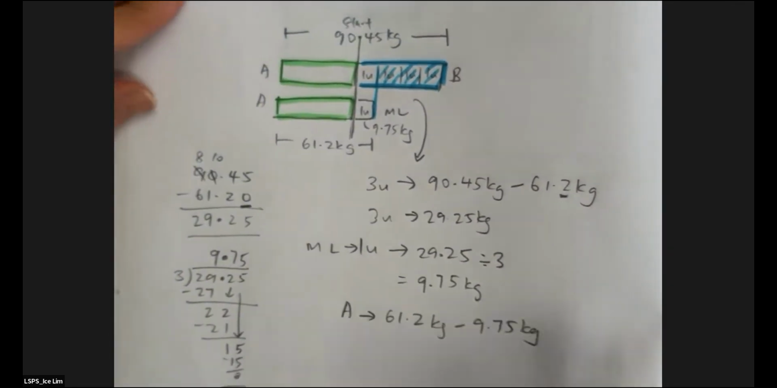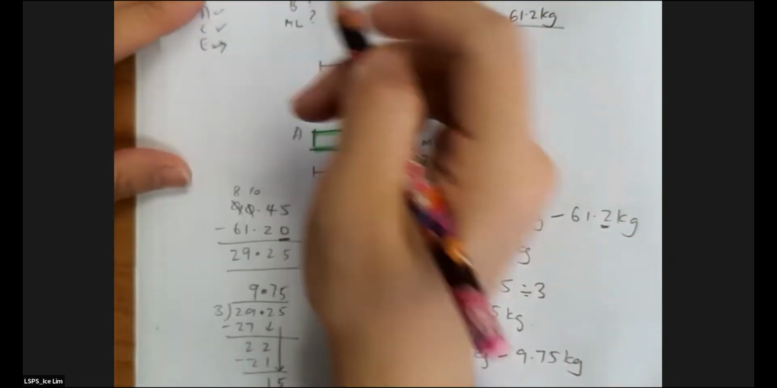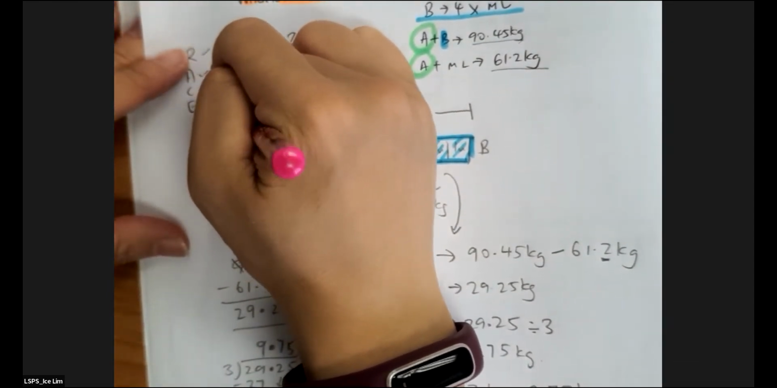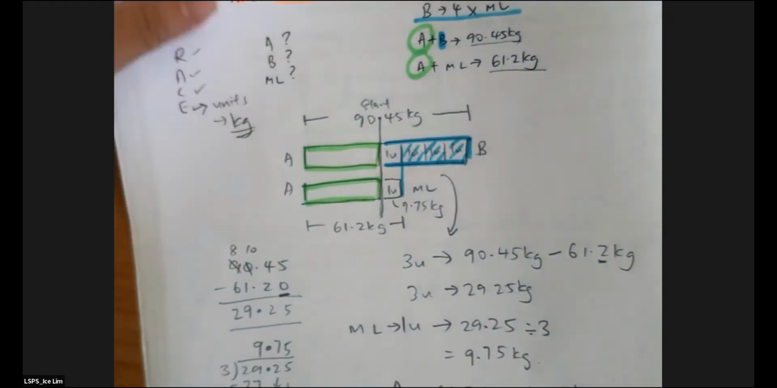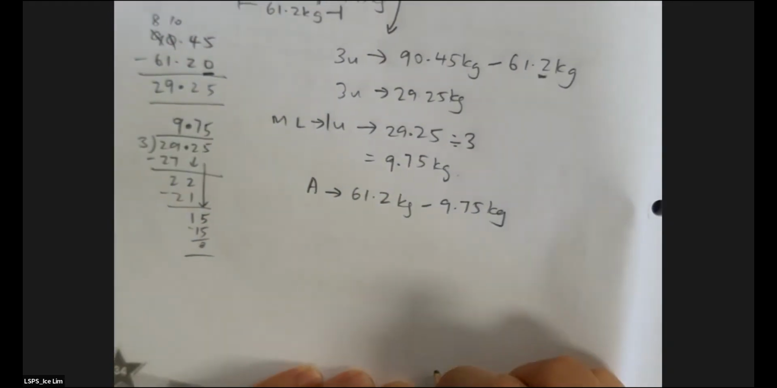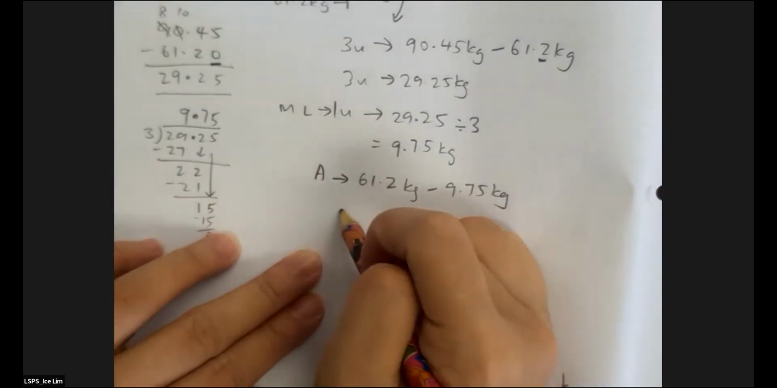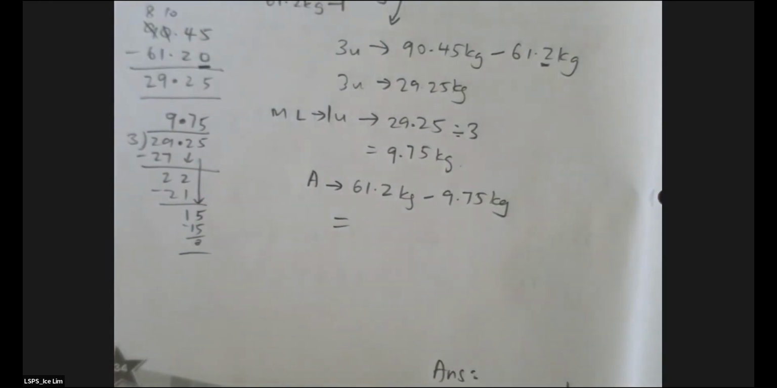So here I choose to draw a model. My units will be kilograms. So at this point, I will have my answers for Alice. It will be in kilograms. Are you able to solve this yourself? Hannah, what is the answer?